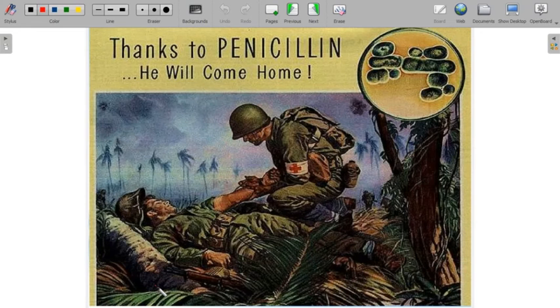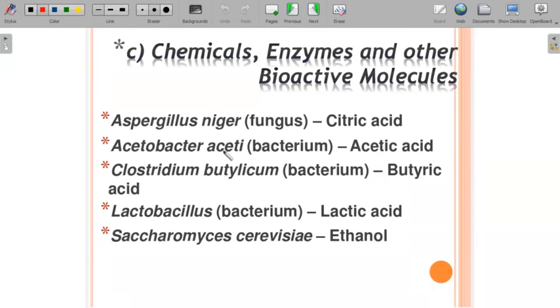The third topic in industrial purpose is microbes for extraction of acids. We have a fungus called Aspergillus niger, which helps in production of citric acid in industry. Acetobacter aceti, a bacterium for acetic acid production. Clostridium butylicum, a bacterium for production of butyric acid. Lactobacillus delbrueckii for lactic acid production. Saccharomyces cerevisiae for ethanol production.